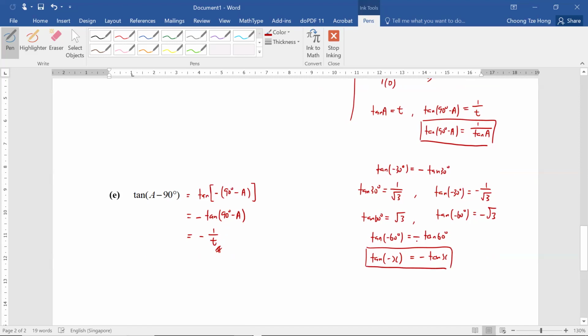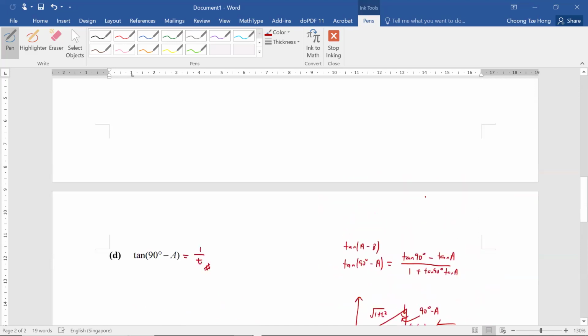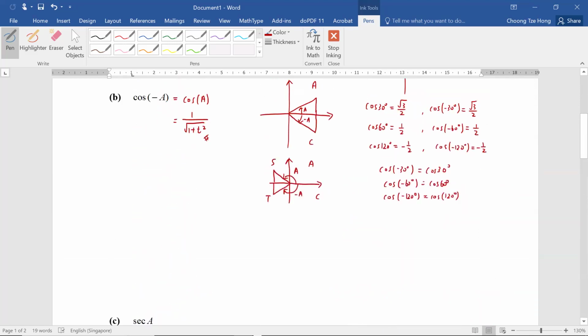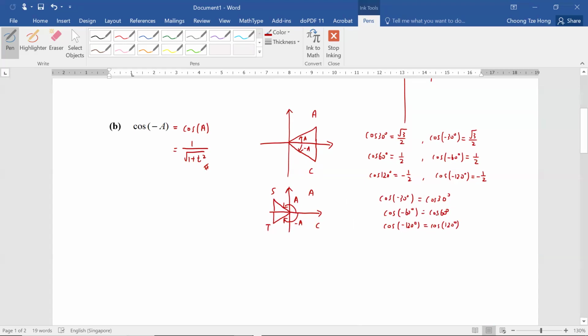For tangent, right? You can see for cosine it is the other way. Cosine negative 120 is the same as cosine 120. So for cosine this is the case: cosine negative x will be the same as cosine x. But for tangent this is the case. So what do you think will be the case for sine? Sine will be similar to tangent. Sine negative x will be equal to negative sine x.